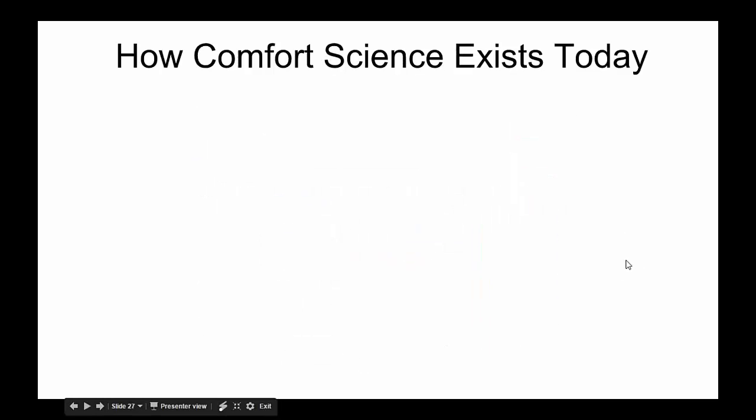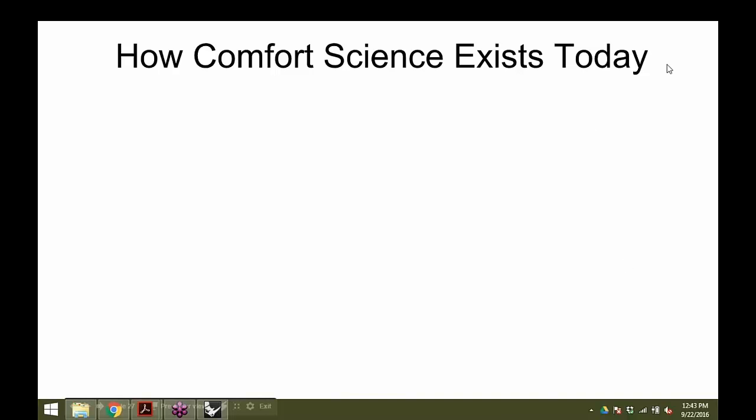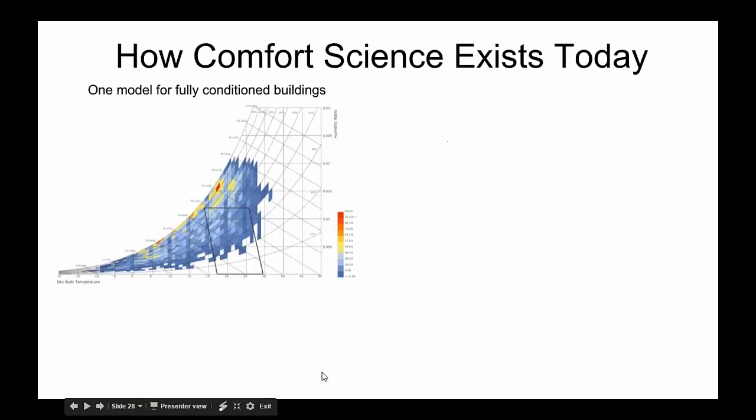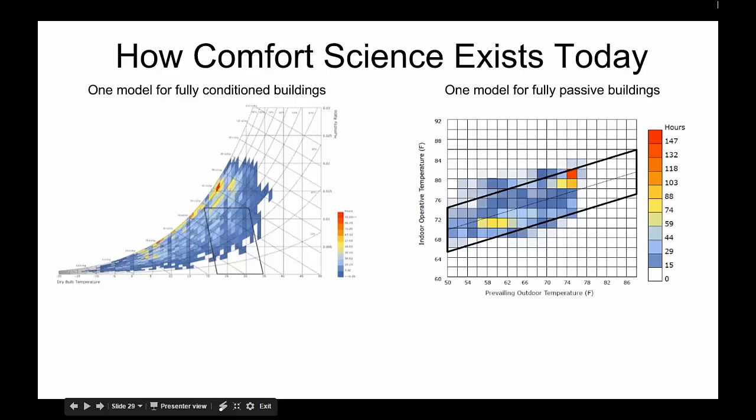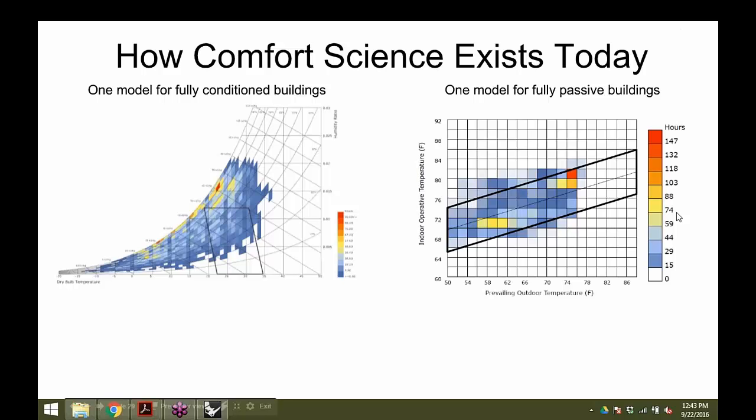But really to talk about now, I know that was all review, but now to really talk about what the state of comfort science is today, how it exists currently, and how it's applied in practice. It's really important to recognize that we have one comfort model, the PMV comfort model, that does a pretty good job of characterizing comfort in fully conditioned buildings. We know that it works well for fully conditioned buildings. Fanger validated it against the climate chamber. We know it works there. And then we have another model that only works pretty much for fully passive buildings, which is that adaptive model.